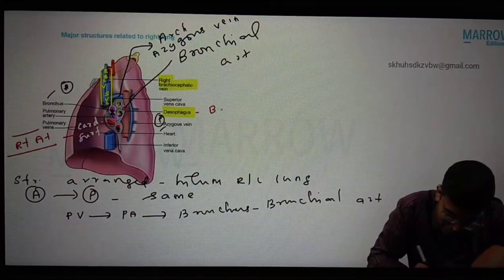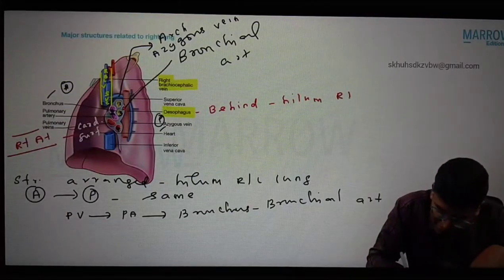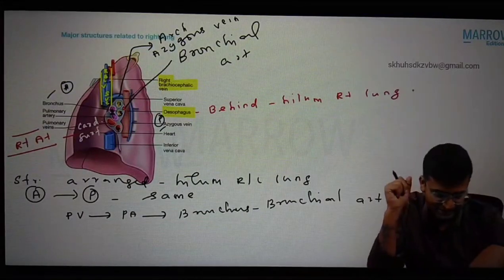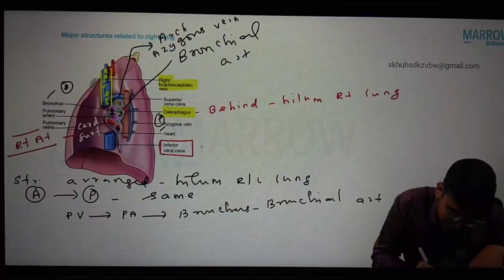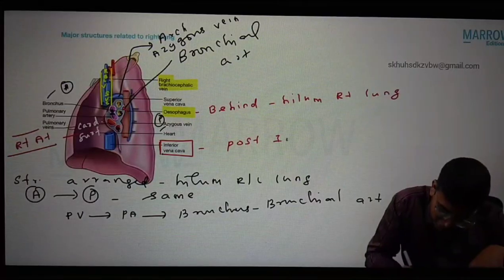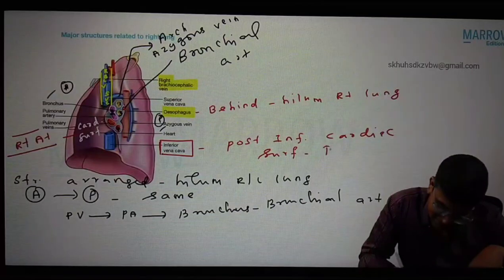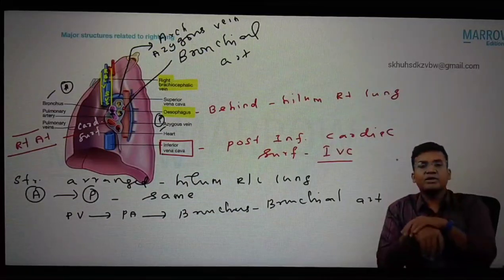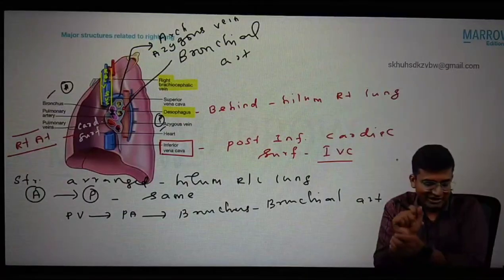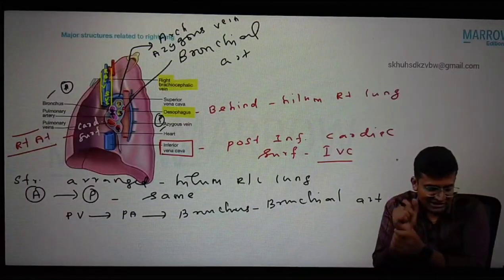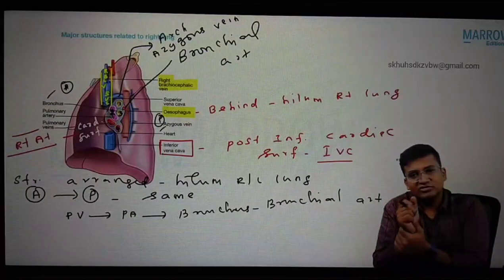So, esophageal impression is present behind the hilum of right lung. Okay? Right. So, one last point: the postero-inferior part of the cardiac surface has the groove for inferior vena cava. So, the posterior-inferior part of the cardiac surface has one small groove, and that groove is for inferior vena cava. Okay? Right. So, these are the structures you have to remember. These are the relations you have to remember for the mediastinal surface of the right lung.